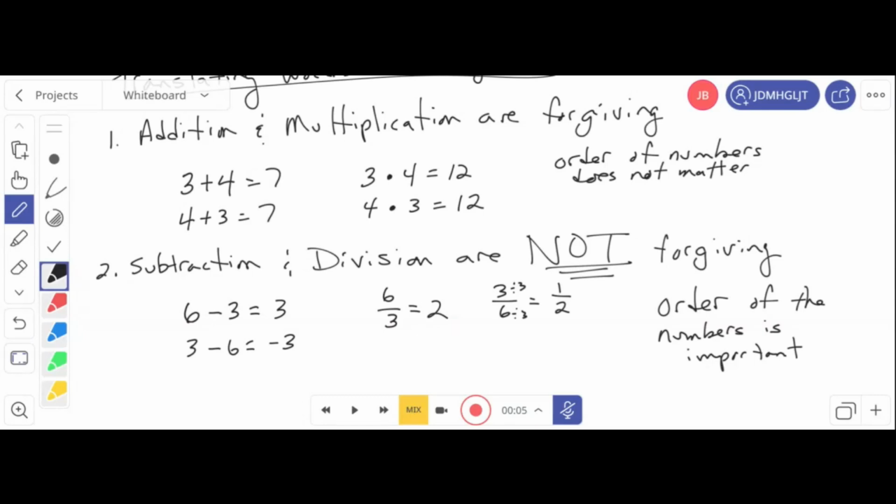So on the video, when the man had 7 plus x divided by 3, 7 plus x divided by 3 is the same as x divided by 3 plus 7. It doesn't matter, since we're adding those two things together, which one came first.